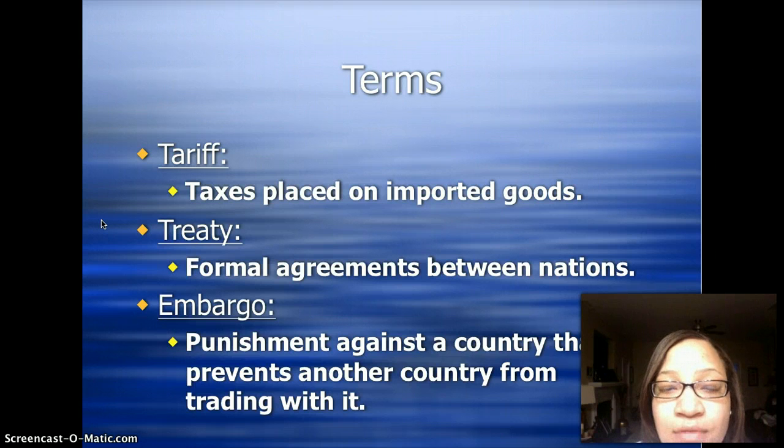Embargo. One thing about trade is that several countries need to trade to make money in their country. So let's say, like Saddam Hussein in the first Desert Storm War, he basically went into Kuwait and invaded it, and we got involved. We pushed Saddam Hussein back. Part of his punishment from the United Nations was an embargo, and it's basically a punishment against a country that prevents another country from trading with it.